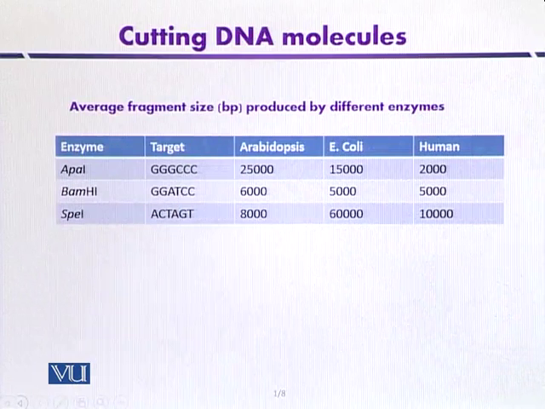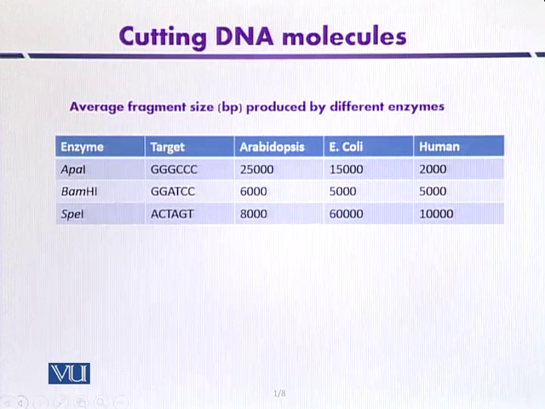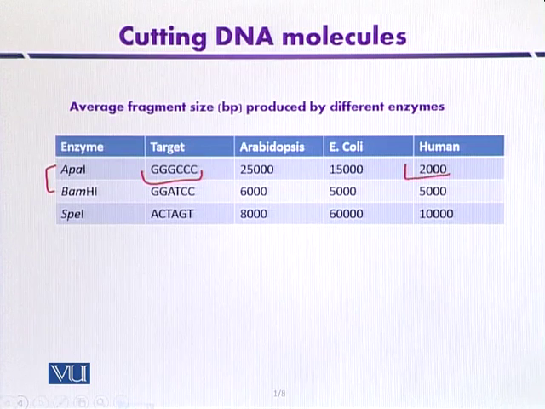This table indicates the average fragment size in base pairs that are produced by different restriction enzymes. So here we can take the first example, ApaI. It recognizes a 6 base pair sequence. And in case of Arabidopsis, which is a model plant, this sequence can be repeated after every 25,000 base pairs. And in case of E. coli, 15,000 base pairs, and in case of human, 2,000 base pairs.